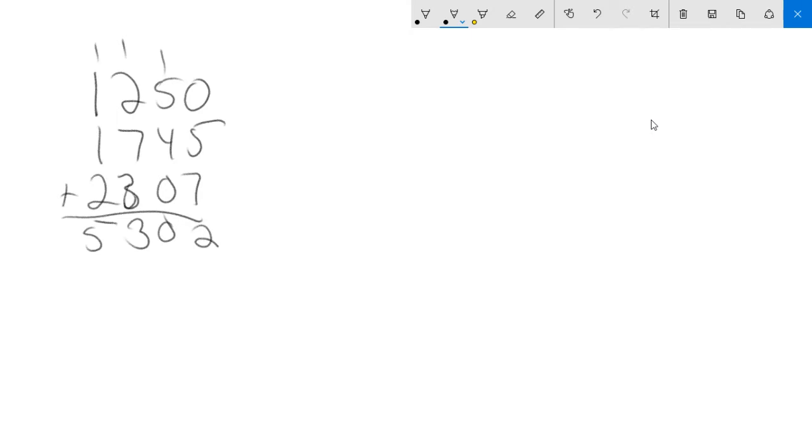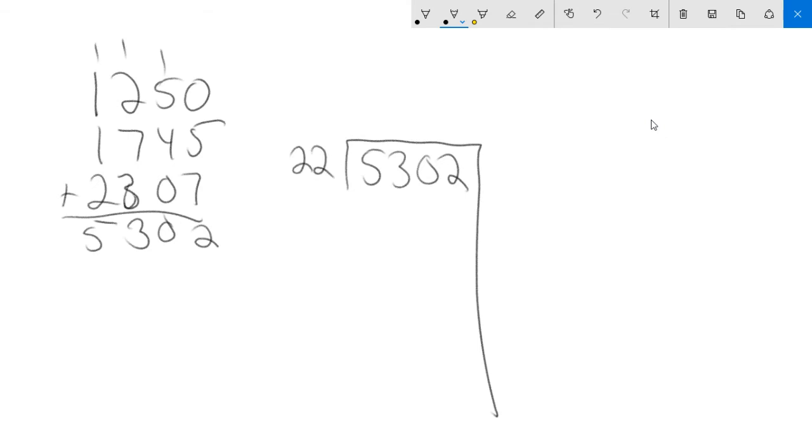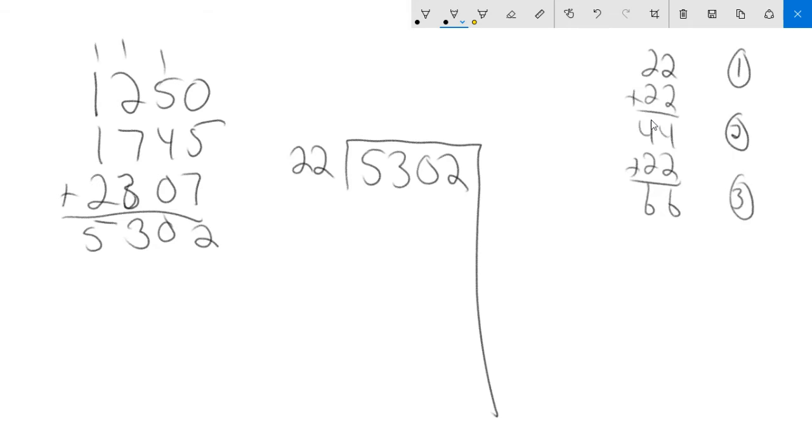Now, with those 5,302 shapes, they're breaking it up evenly between the 22 kids in the class. Now, again, I don't know my 22s. So I know 1 times 22 is 22. Another group of 22 is going to make 44. Another group of 22 is going to make 66. Another group of 22 is going to make 88. And why not? Let's do one more, just for the fun of it, because I enjoy adding things up. So that makes 110. So 5 times 22 is 110.